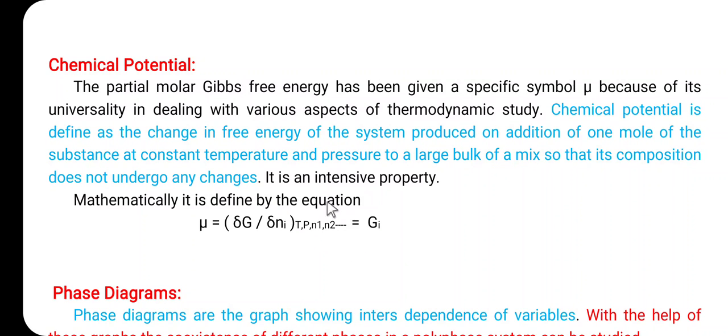Here what is important is that chemical potential is an intensive property. At equilibrium, the chemical potential of the substance in the system must have the same value throughout the system. That's why it is an intensive property. So this is the definition of the chemical potential.